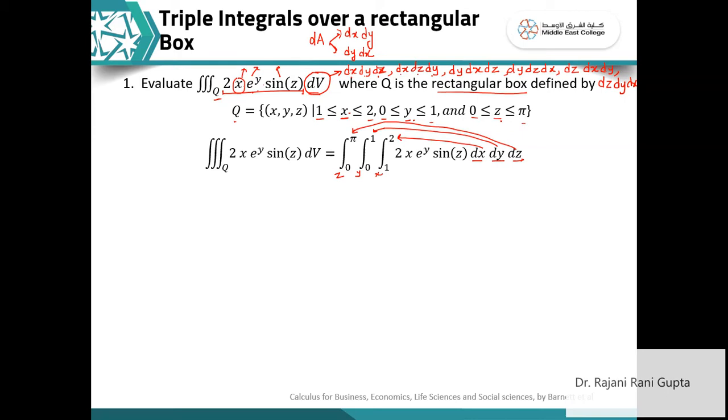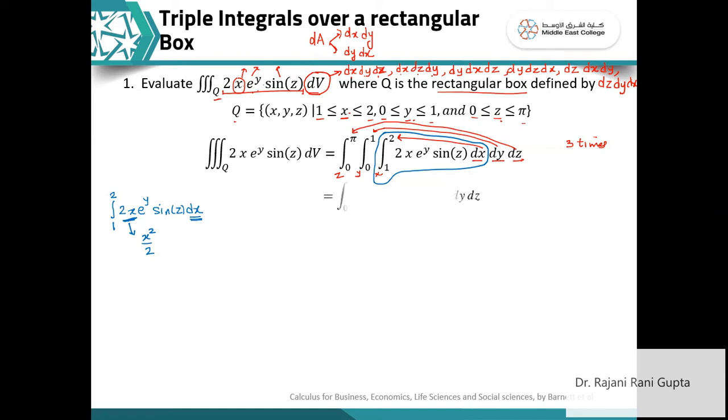Now here we have three variables, so we are going to integrate three times. We will start with the very first integral, which is always the innermost integral. So let's write down this integral: the integral from 1 to 2 of 2x e^y sin z dx. Here we are integrating with respect to x, and this is the only function of x that we have. So what is the integral of x? The integral of x is x squared over 2.